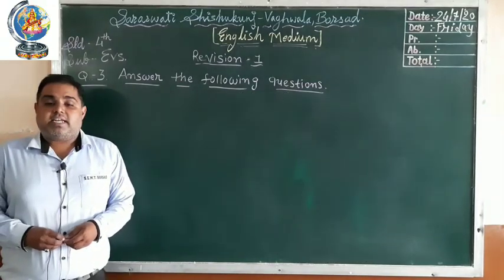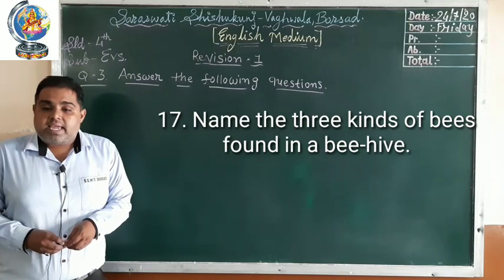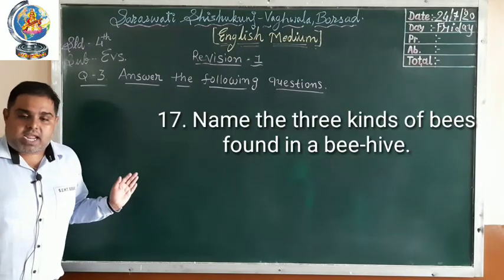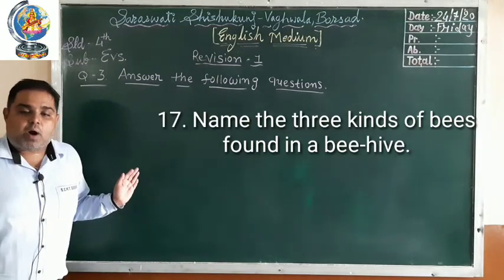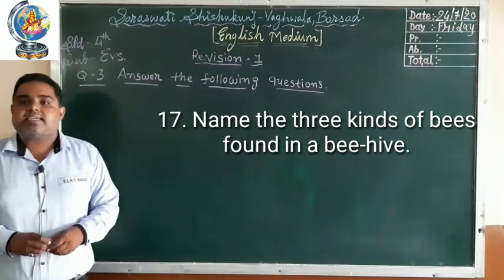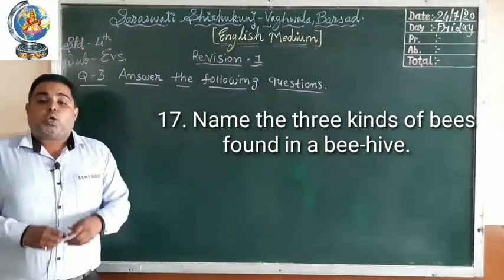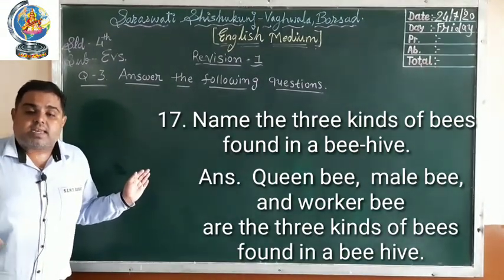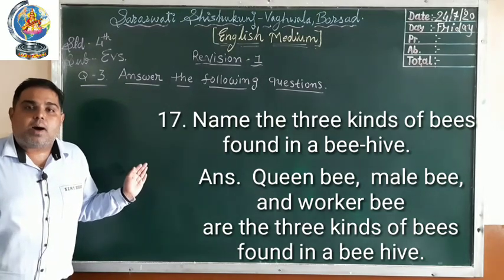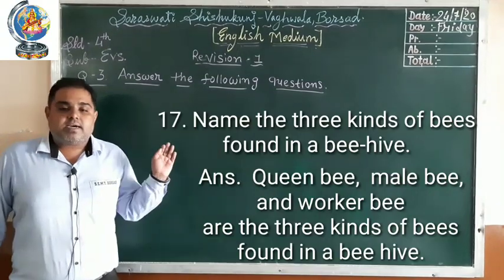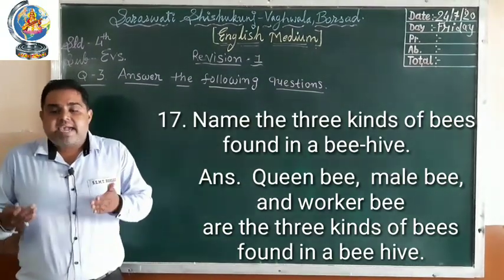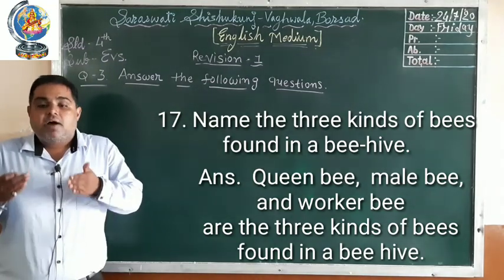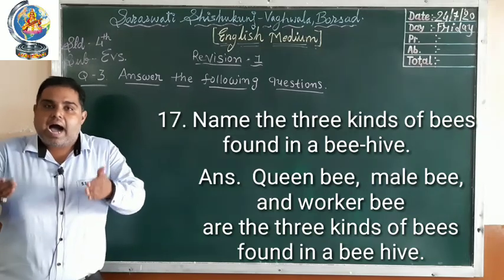The next question is question number 17. Name the three kinds of bees found in a beehive. So which are the three types of bees you can find? Queen bee, male bee and worker bee are the three kinds of bees found in a beehive.